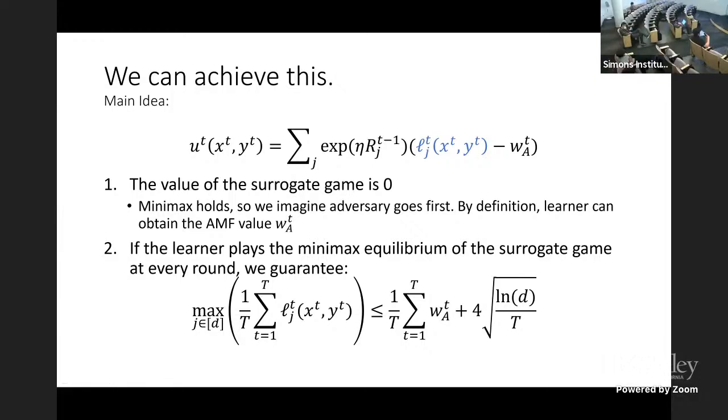So Aaron, sorry, can I ask? So you're saying that your surrogate game at each time step, the surrogate environment, this game is zero-sum.